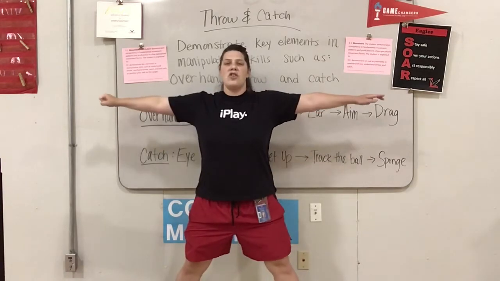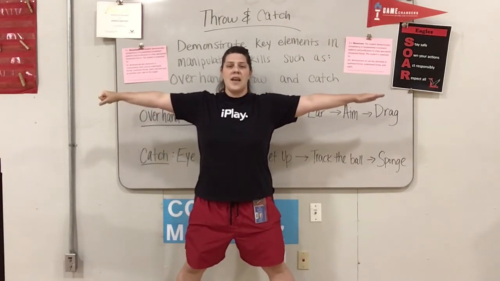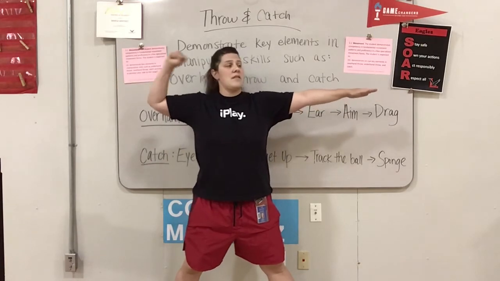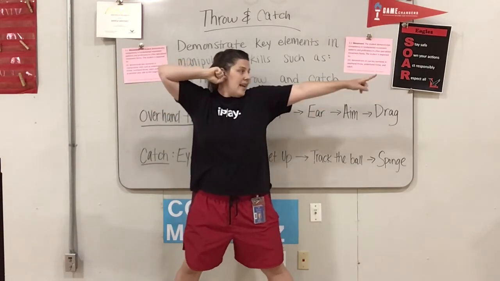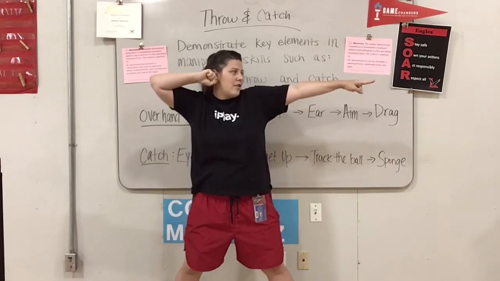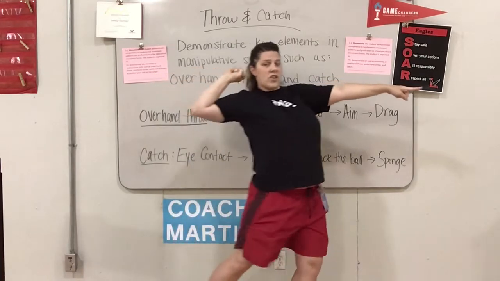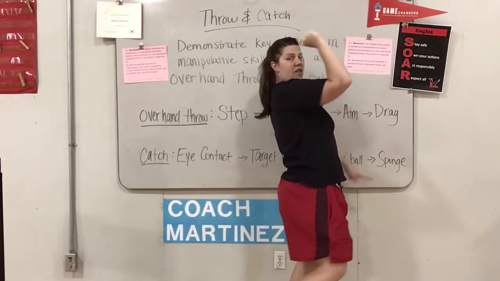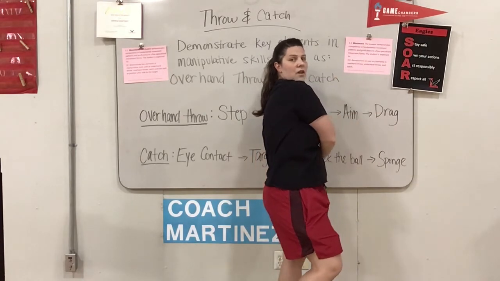Now, step with your opposite foot, your non-dominant, the one on the opposite side. T, turn your body to the side. It should be nice and open, like the letter T. Now, bend your arm, put it by your ear so that your elbow stays up high. Aim at your target, wherever your target is, and then turn and twist your hips and shoulders, drag your foot on the ground. As you bring through, let go, and then you can keep going with the follow through.